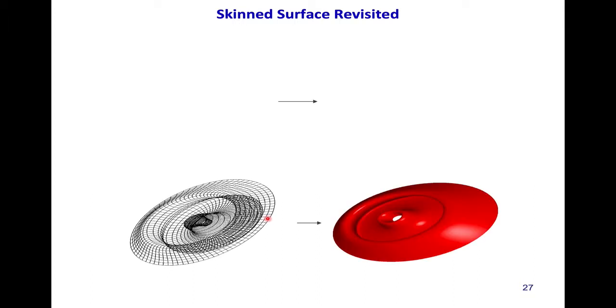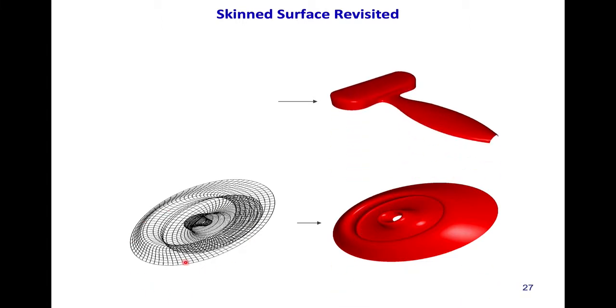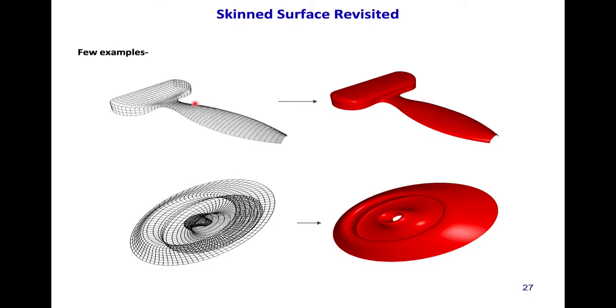So let us look at a few examples. On the right, we can see the surface formed by the section curves that are taken on the left. This is another example: this is the surface formed using the section curves on the left. Now let us look at another type of surface called swept surfaces.